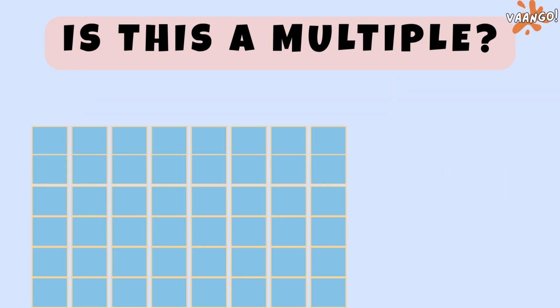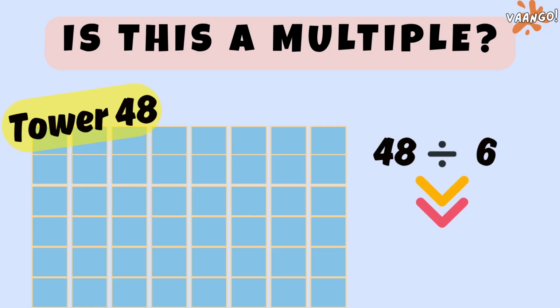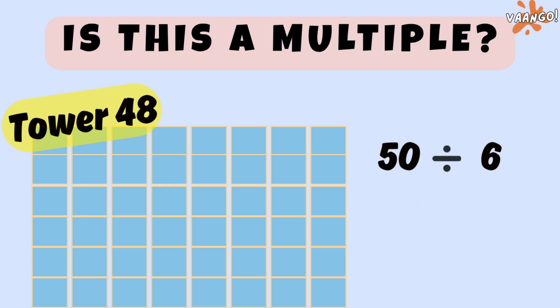For example, can we build Tower 48 using only 6 blocks stacked on top of each other? To check, we divide 48 by 6. If it divides evenly, the tower can be built by stacking 6 blocks. Since 48 divided by 6 equals 8 exactly, yes, Tower 48 is a multiple of 6 because it's made by stacking 8 6 blocks. If the division doesn't come out even, like 50 divided by 6, the tower can't be built using just 6 blocks, so 50 is not a multiple of 6.